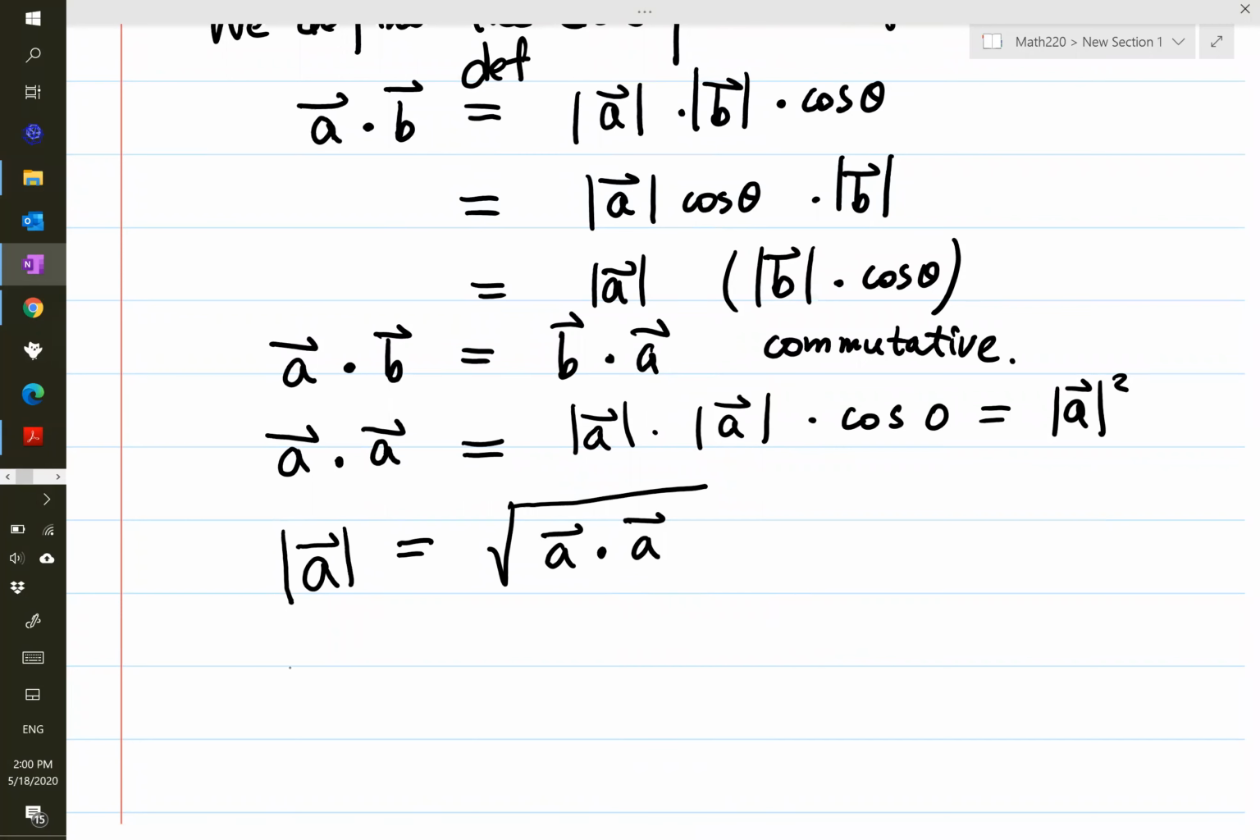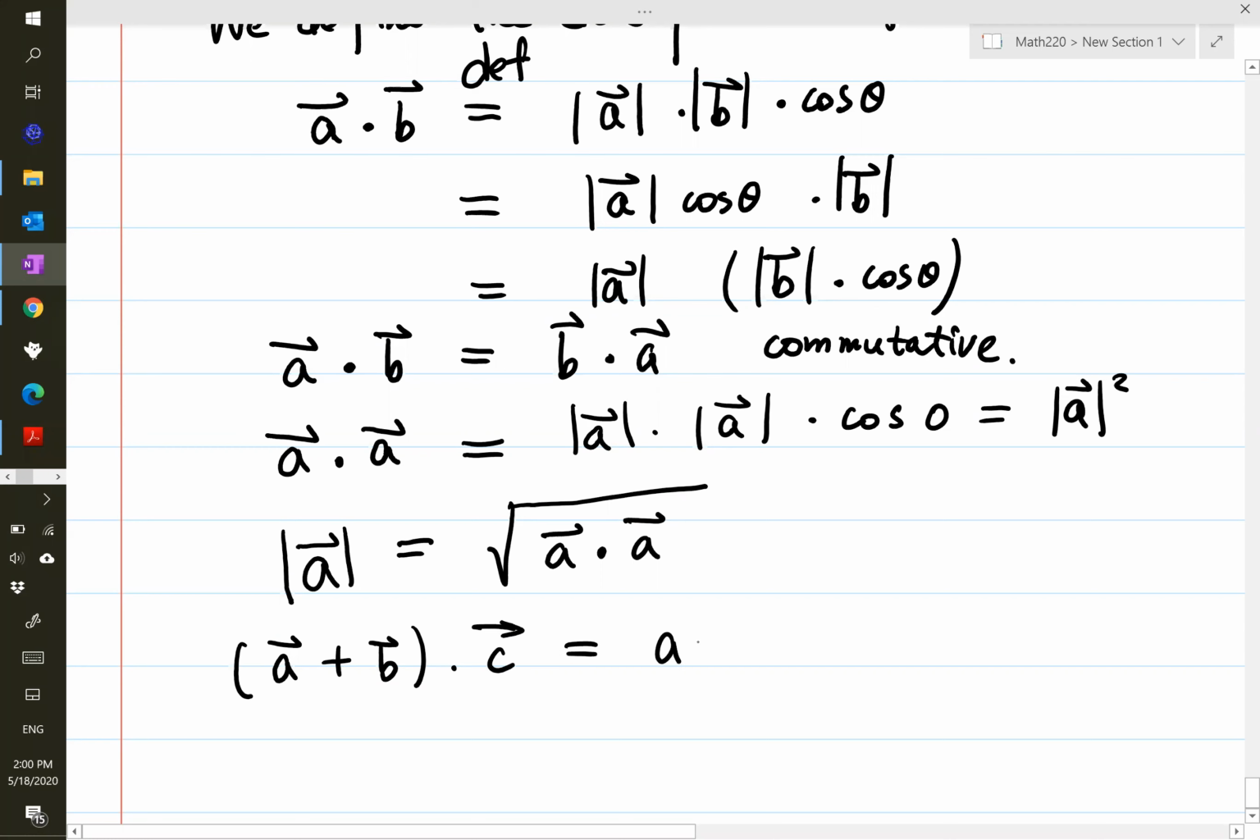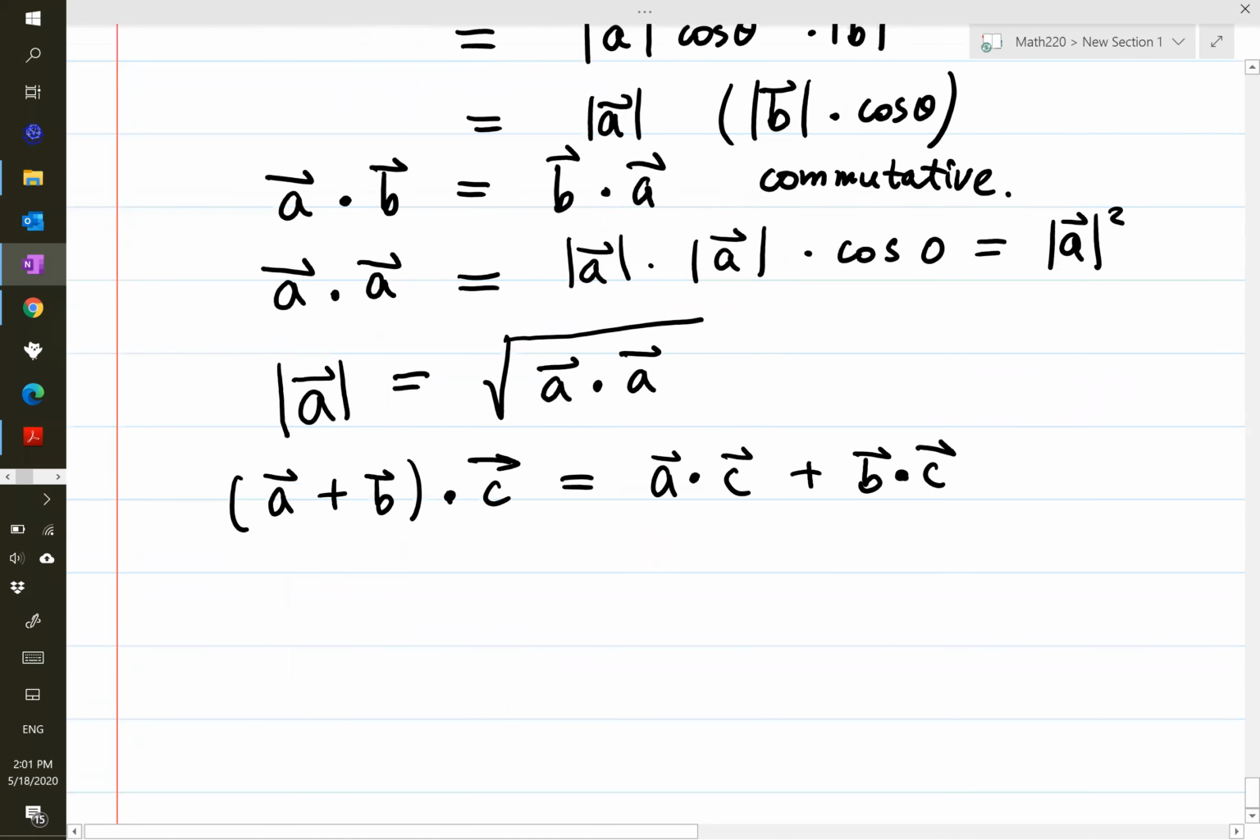Now we also know that the dot product is distributive. We have the distributive law: A plus B dot C equals A dot C plus B dot C. We can distribute this dot product. This is very easy to show.